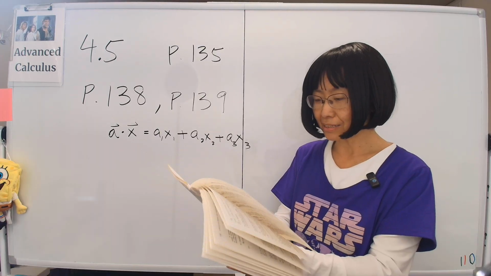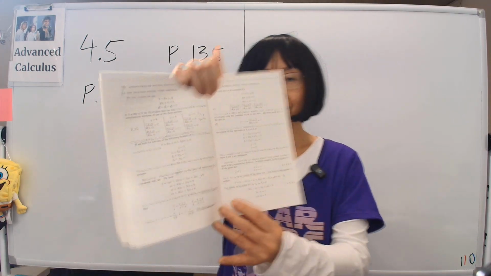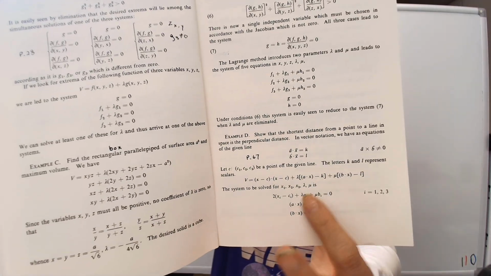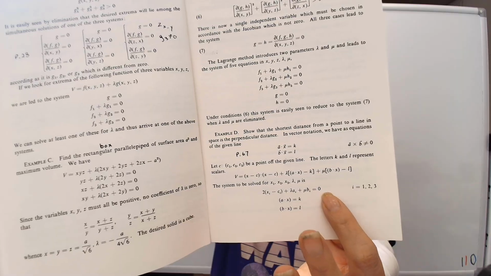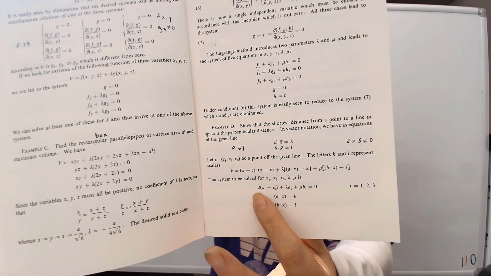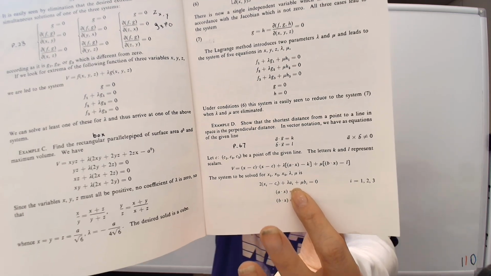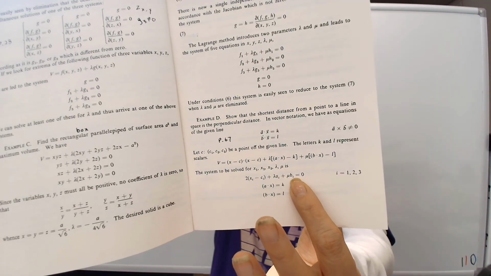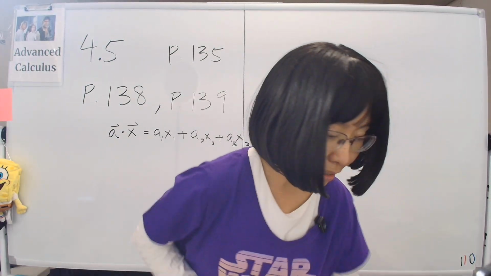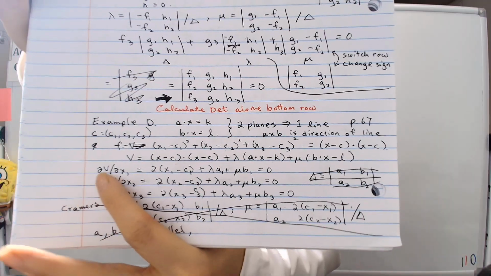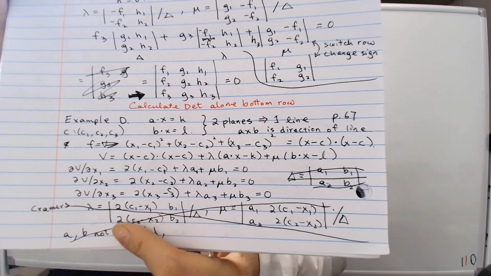And so as a result, we are able to write the function v right here, which is a shorthand way of writing a whole bunch. There are 3 equations here. And then when you take the partial derivatives, it ends up being A1, A2, A3 times lambda, and B1, B2, B3 times mu. I have written it down a little more extended here. It's basically the same idea: partial v partial x1, and x2 and x3 are the same thing.